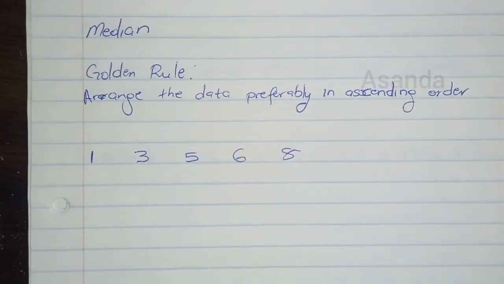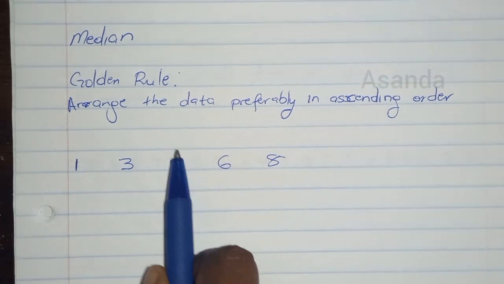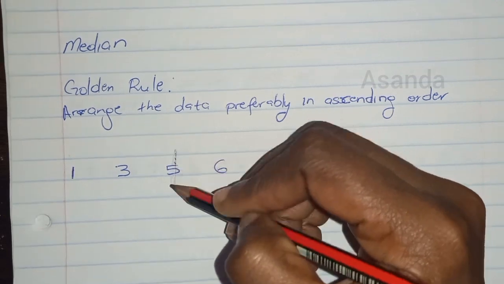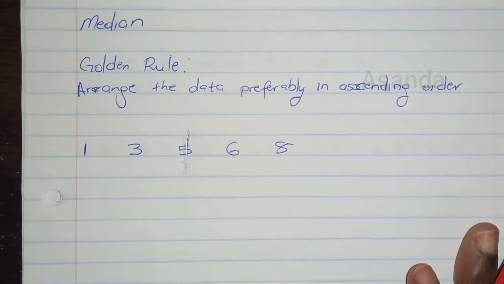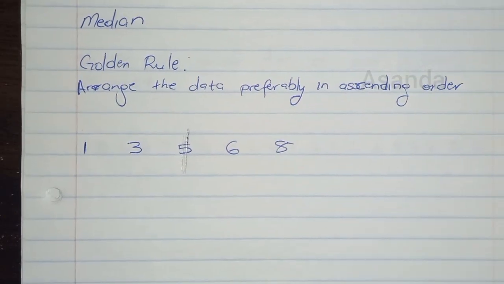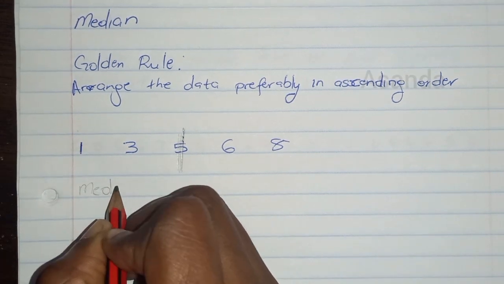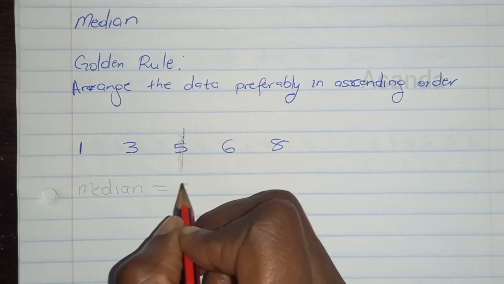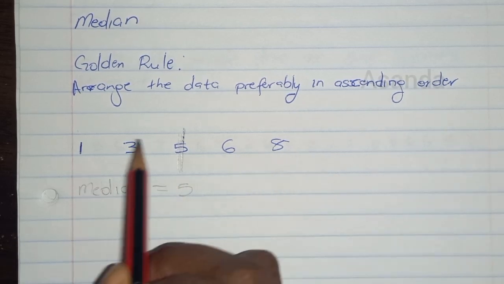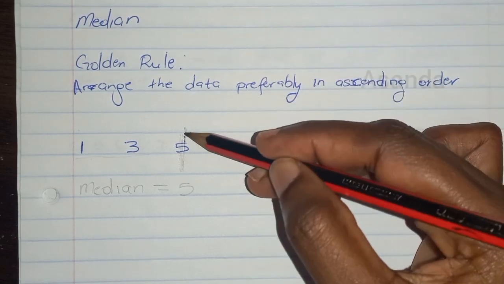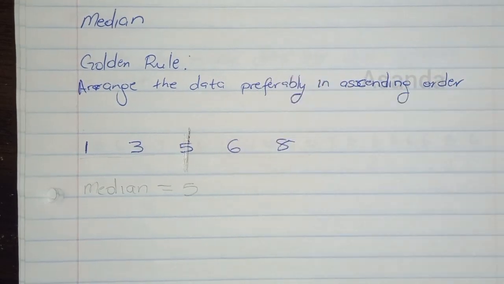So what is at the center? If you were to break this, number 5 would sit right at the center of the data, and so the median here is equal to 5. If you check, there's two numbers this side and there's two numbers this side. So you have half this side, half this side, and you have the middle right there exactly at 5.